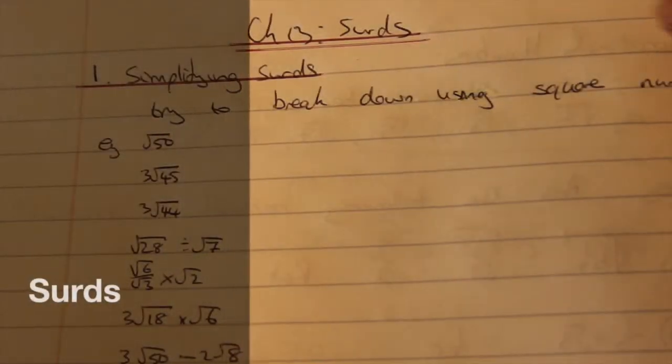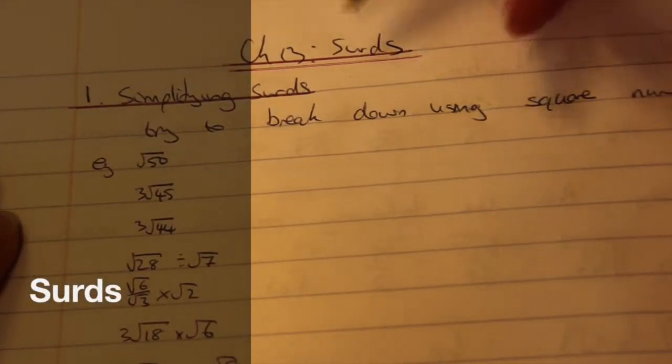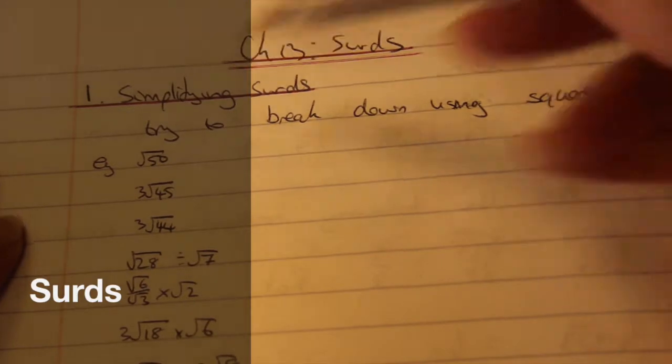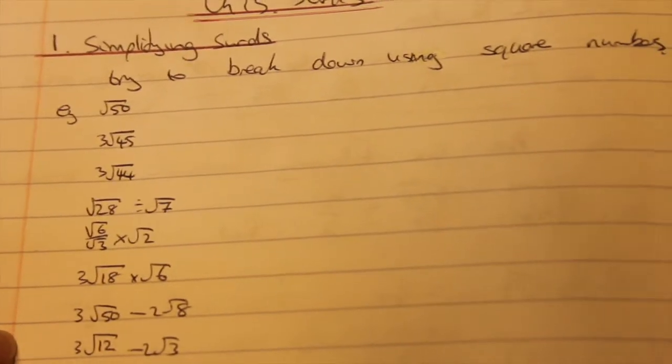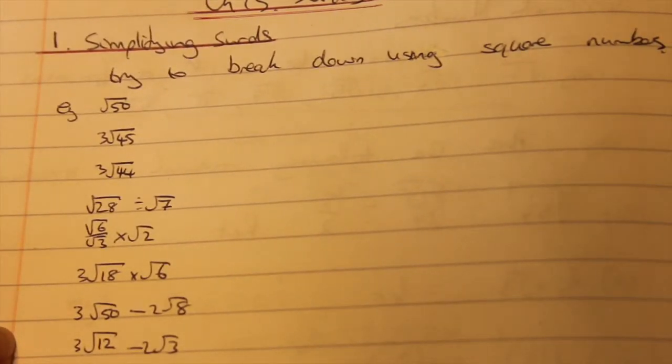Okay, I'm going to have a look at chapter 13, which is surds. There's basically two topics in this: simplifying surds and rationalising the denominator. Simplifying surds, basically, you try to break down using squared numbers.